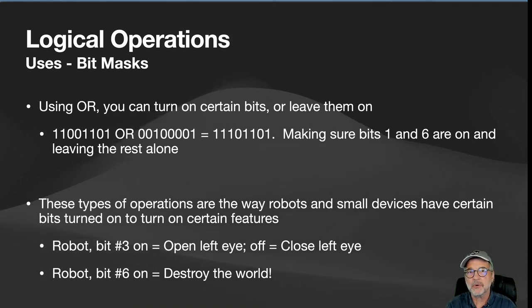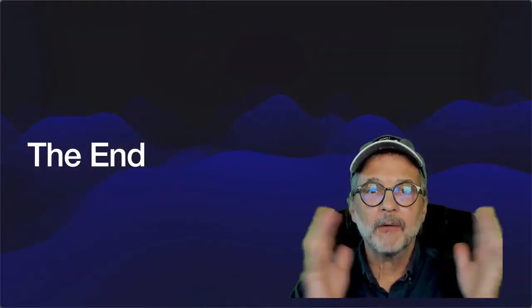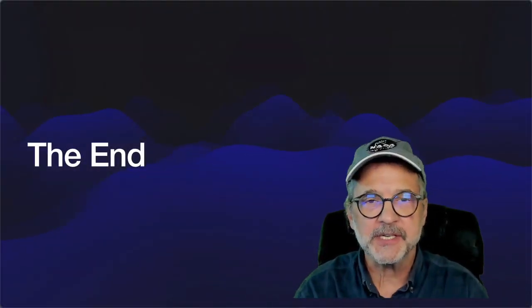So by using OR, you can turn on and off bits. Actually, you can't turn off the bit. So you would need an AND to turn it off, but an OR would definitely be used to turn it on. All right, so that's the logical operations inside the CPU.